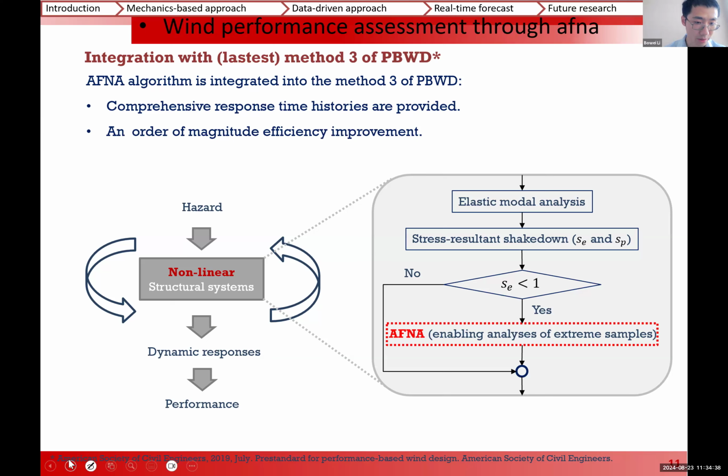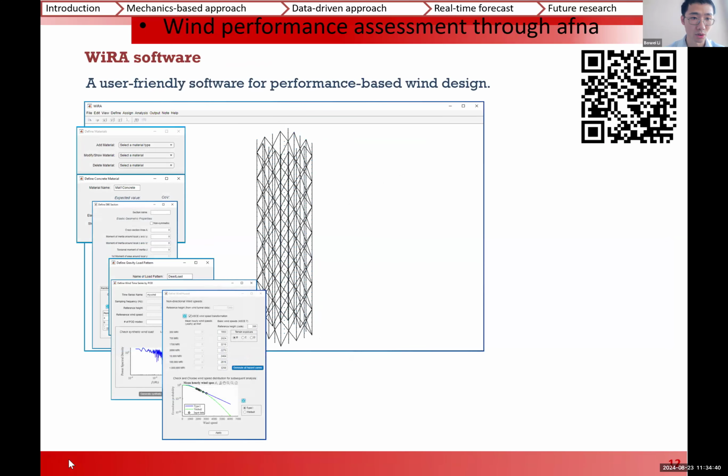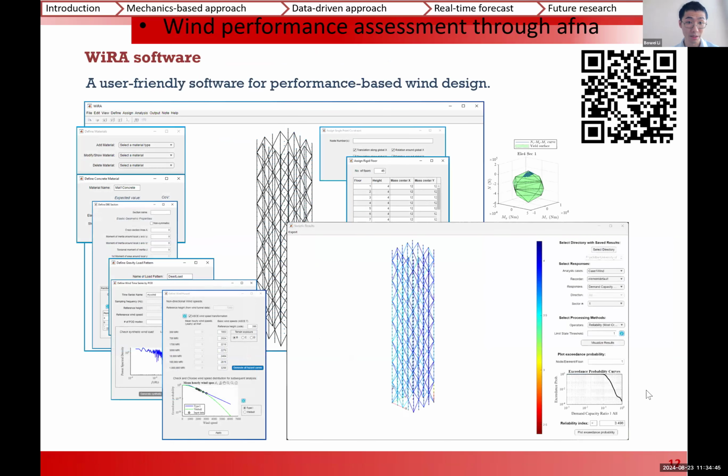We also developed a software. It's user-friendly software, just published, and you can scan the QR code here if you are interested in trying it. In short, it is called Wind Reliability Analysis, or VERA. It is software that allows us to implement Method 1 and Method 3 in the pre-standard of performance-based wind design schemes.